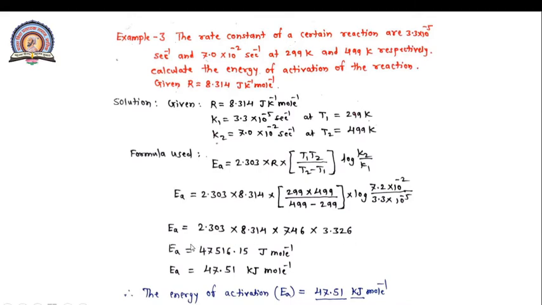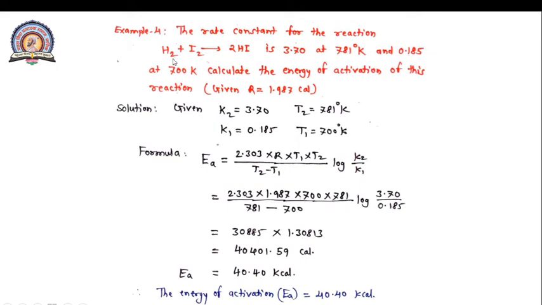3.326. Then Ea, the energy of activation, is equal to 47516.15 joule per mole. If you convert to kilojoule, then divide by 1000, then Ea is equal to 47.51 kilojoule per mole. And therefore, the energy of activation, that is Ea, is equal to 47.51 kilojoule per mole.